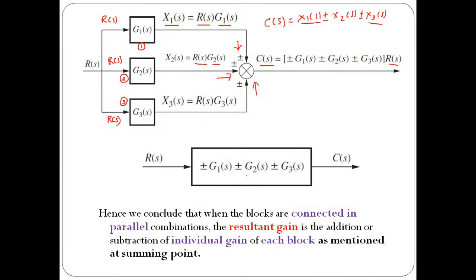This is very important. So I want everybody to write down this because this is very important. The concluding statement is very important, that when we have blocks connected in series configuration, we need to multiply the gain of individual block. In the same way, when we have blocks connected in parallel configuration, the resultant gain is going to be the addition or the subtraction of the individual gain of each block. That is important. This will be a rule number 2. So take your time, write down this.